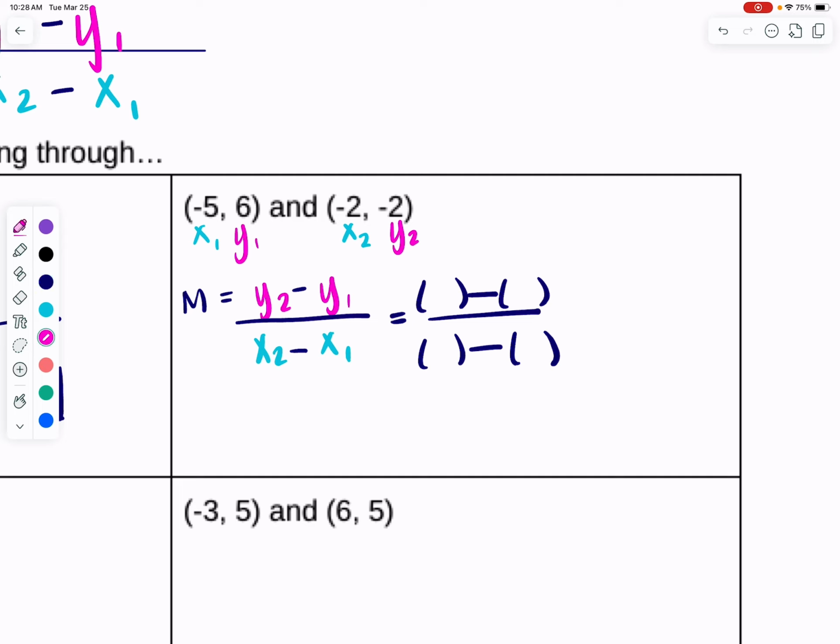Y2 is a negative 2. Y1 is a 6. X2 is negative 2. X1 is negative 5. And this is a perfect example of why I put in the parentheses. Right here.